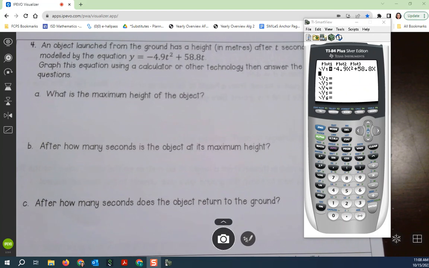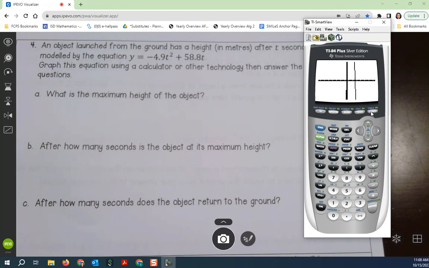Okay, moving on. An object launched from the ground has a height in meters after t seconds that is modeled by the equation y equals negative 4.9 t squared plus 58.8 t. Graph this equation using a calculator and answer the following questions. So we need to find the maximum height. Now I can tell this will have a maximum because the negative indicates it's reflected, and so it's going to have a highest point. I'm going to just try graphing my last window and see how that looks.